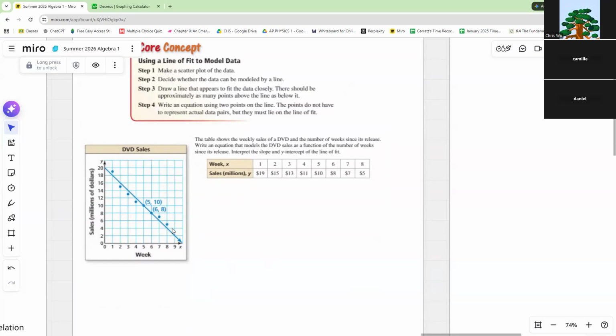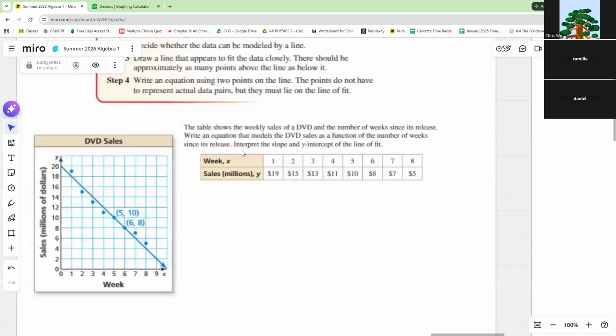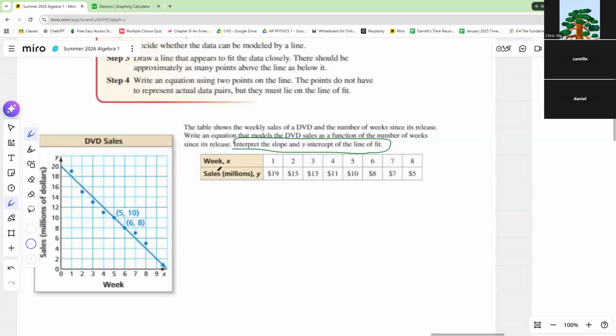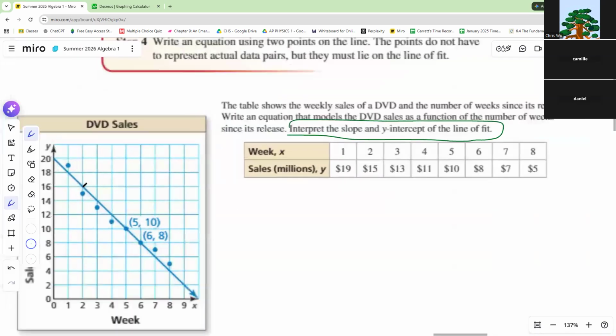So this line then can help us to find information. For example, we can try to interpret the slope and the y-intercept of the line of fit. What does that mean? So first of all, let's try to see what's the slope. What's the slope of this line? Well, let me pick this point over here. Maybe that's 216.